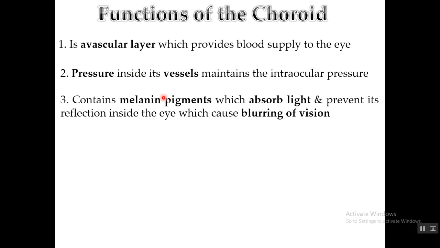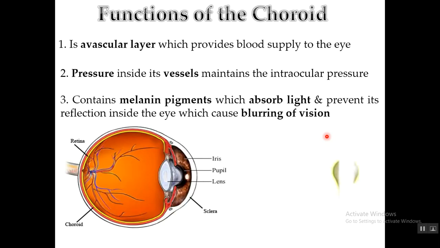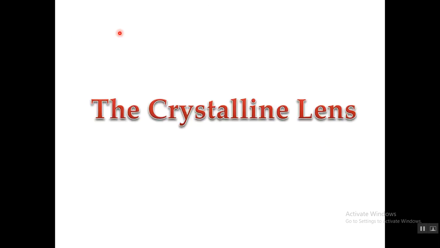Also, it contains a melanin pigment which absorbs the light and prevents reflection of the light in the eyeball, and this prevents glare, or glaring of vision. This is the glaring. Okay, this is the function of the choroid. What about the last refractive media in our eye? This is the crystalline lens, or the lens.